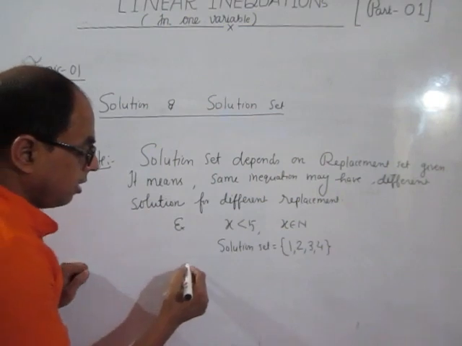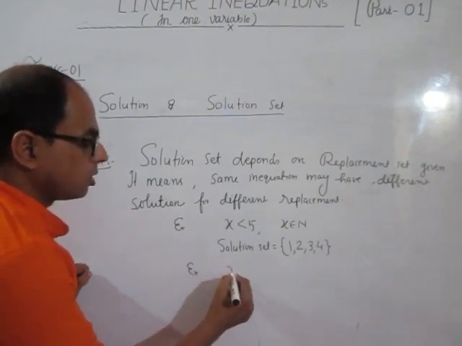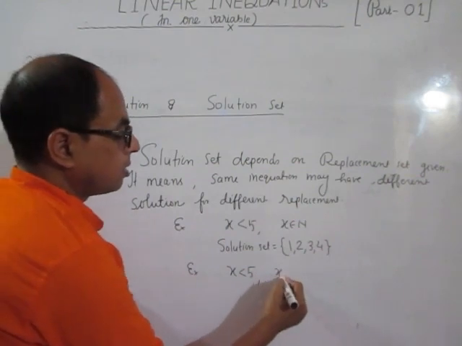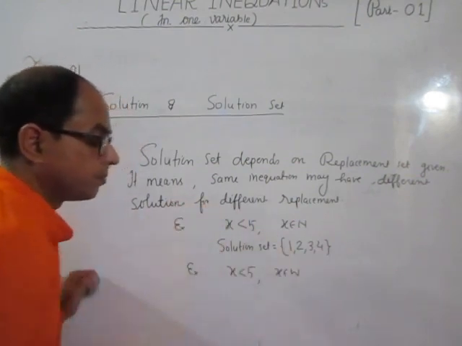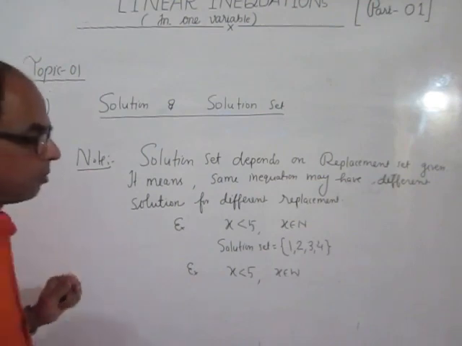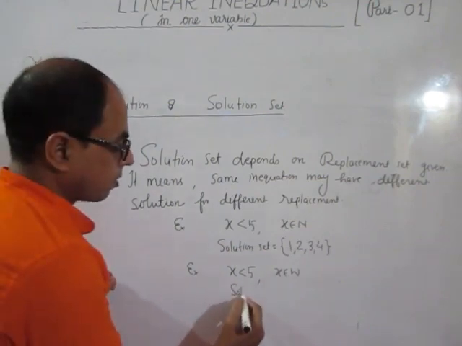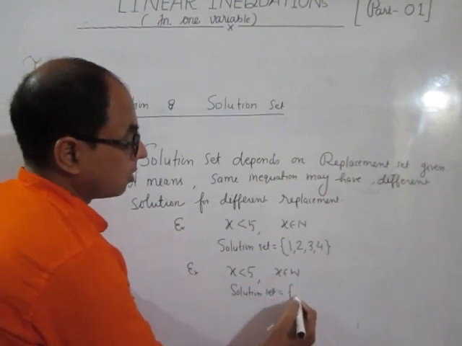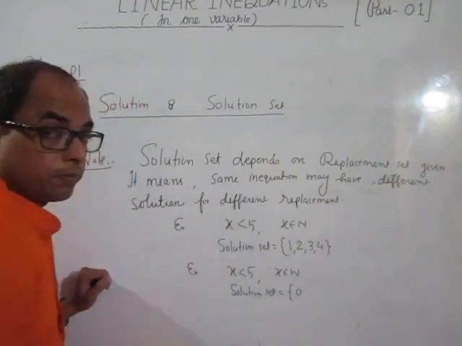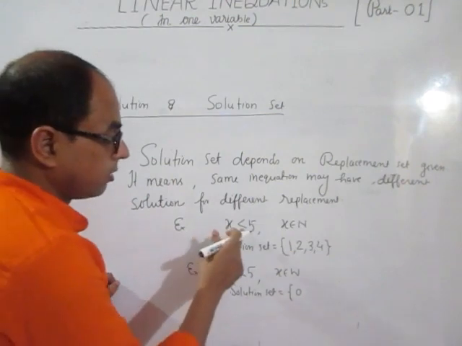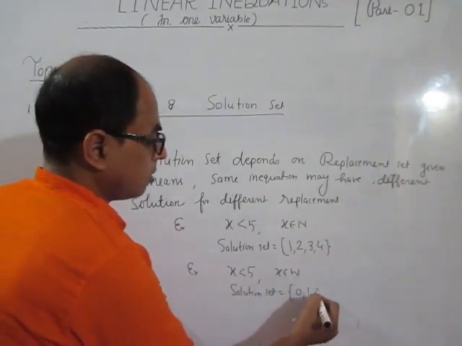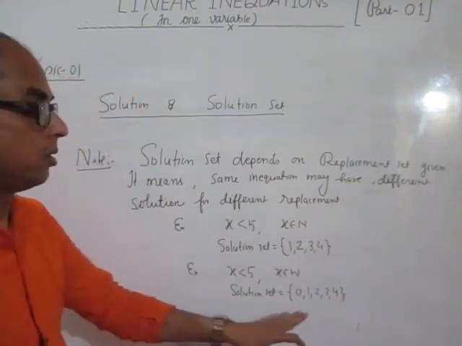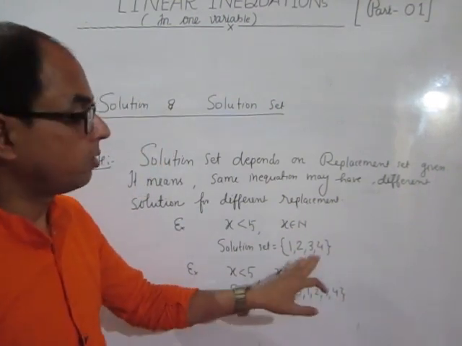But in the same question, suppose the inequation is same, and the replacement set is now whole numbers. Now what will be the solution set? Now the solution set will be what? 0 also satisfies this inequation because 0 is less than 5. 1 will satisfy, 2 will satisfy, 3 will satisfy, 4 will satisfy. And now the solution set is this one. So this solution set is different from the earlier set.